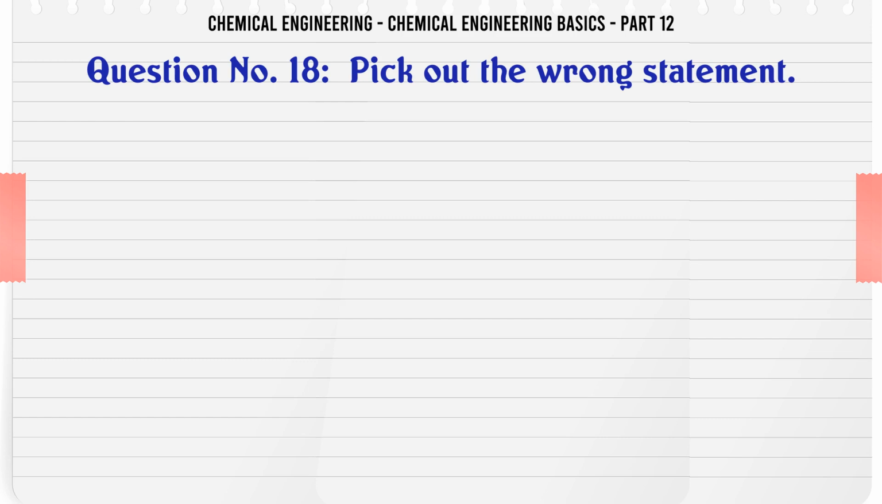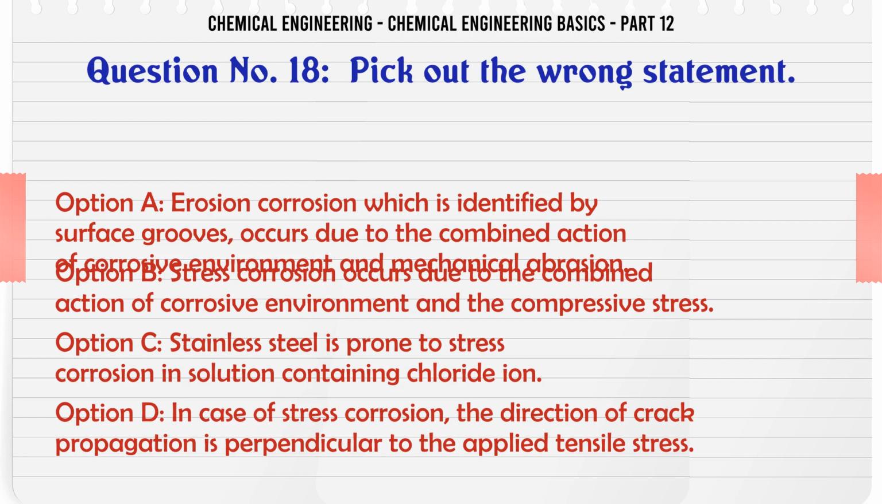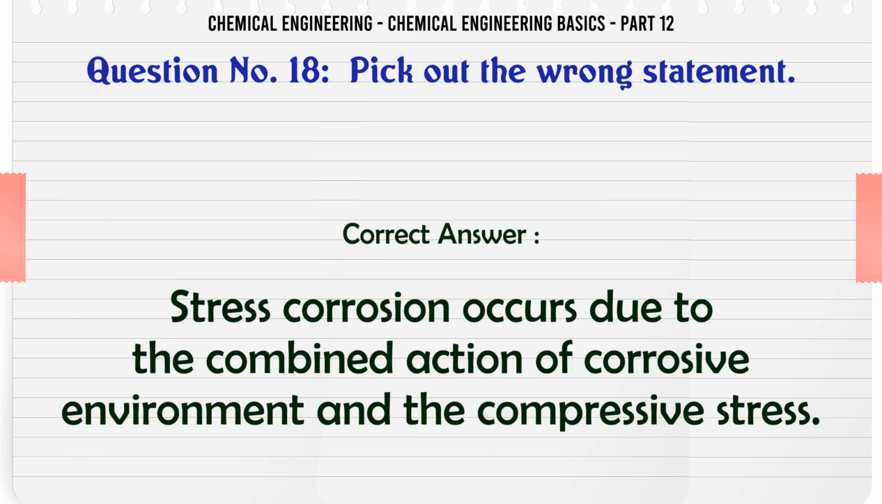Pick out the wrong statement. A. Erosion corrosion, which is identified by surface grooves, occurs due to the combined action of corrosive environment and mechanical abrasion. B. Stress corrosion occurs due to the combined action of corrosive environment and the compressive stress. C. Stainless steel is prone to stress corrosion in solution containing chloride ion. D. In case of stress corrosion, the direction of crack propagation is perpendicular to the applied tensile stress. The correct answer is stress corrosion occurs due to the combined action of corrosive environment and the compressive stress.